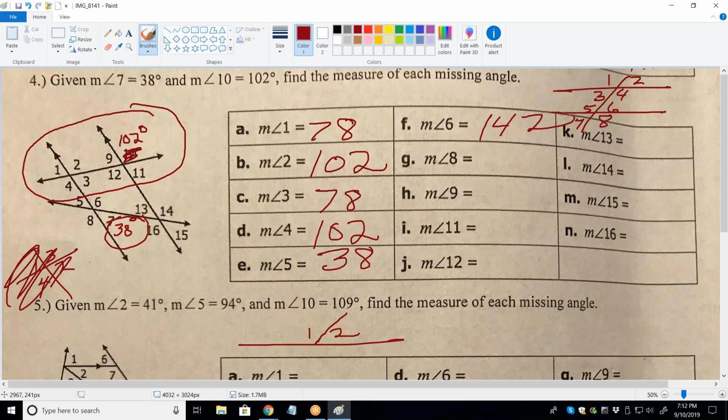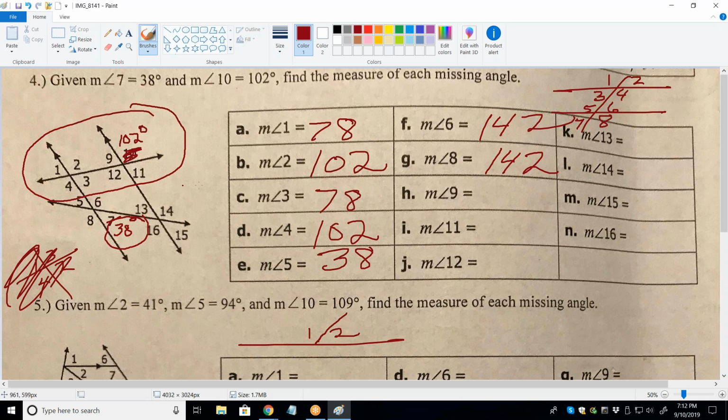142. Okay, why? Those are the same. As, what are they called? What are 6 and 8 called? Vertical angles. Remember vertical angles, remember linear pair, because that's all you're dealing with here. Vertical angles and linear pairs. So 6 is the same, or 8's the same as 6.